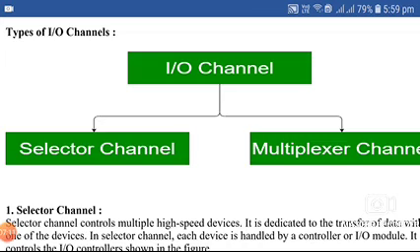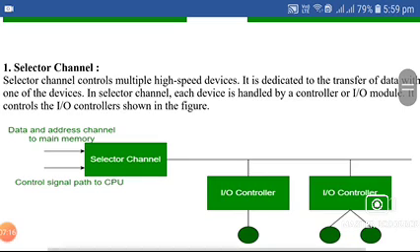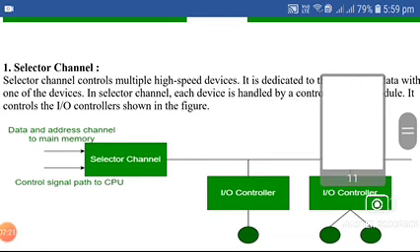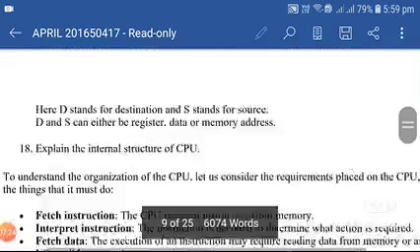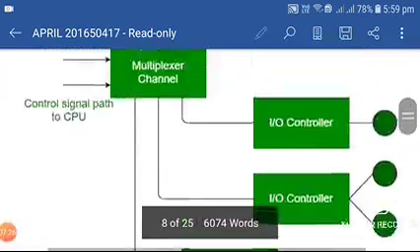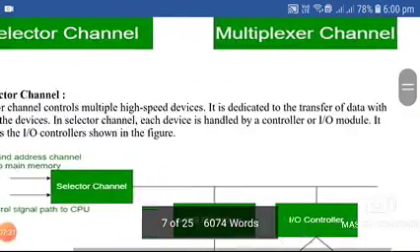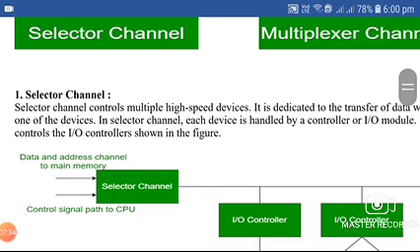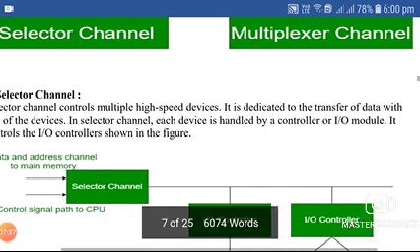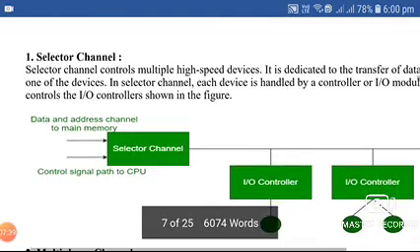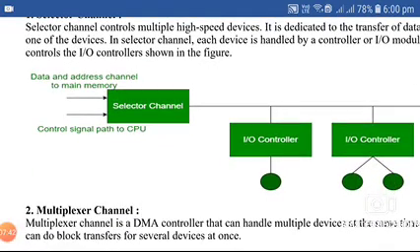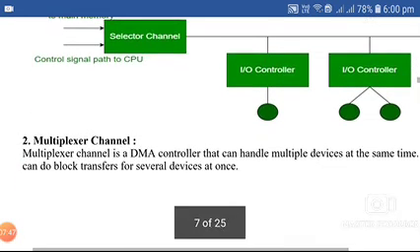So in that I/O channel we are having a selector channel and multiplexer channel. Selector channel controls multiple high-speed devices. It is dedicated to the transfer of data with one of the devices. In selector channel, each device is handled by a controller or I/O module. It controls the I/O controller shown in the figure. So it has selector channel, I/O controller and another I/O controller with two sets of output.